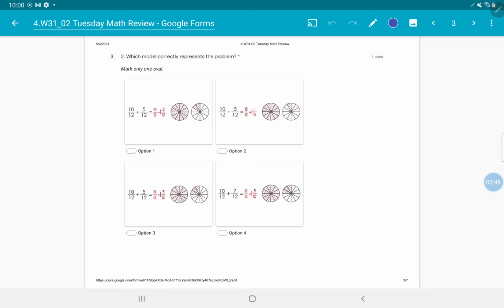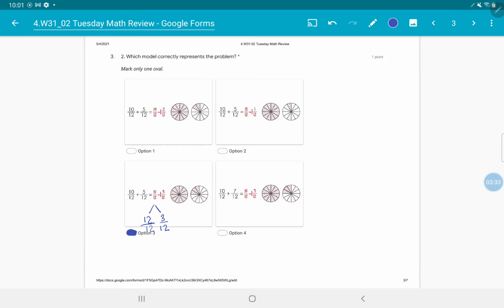Next, we are looking at this model and trying to figure out which one correctly represents the problem. We're adding fractions. All of those fractions have the same denominator. So we've got to figure out which one is true. Dylan, what do you see? I think option 3 is true because the 10/12 plus the 5/12 equals 15/12, which equals 1 whole plus 3/12. And I think that one's true because that's the only one that makes sense. All right, so you're correct. Option 3 is the right answer on number 2.